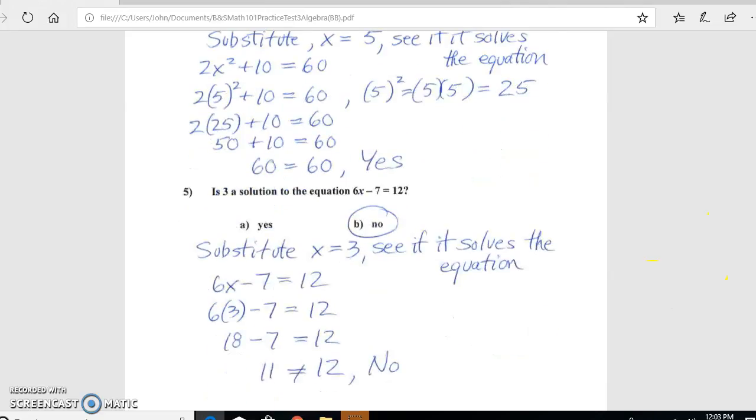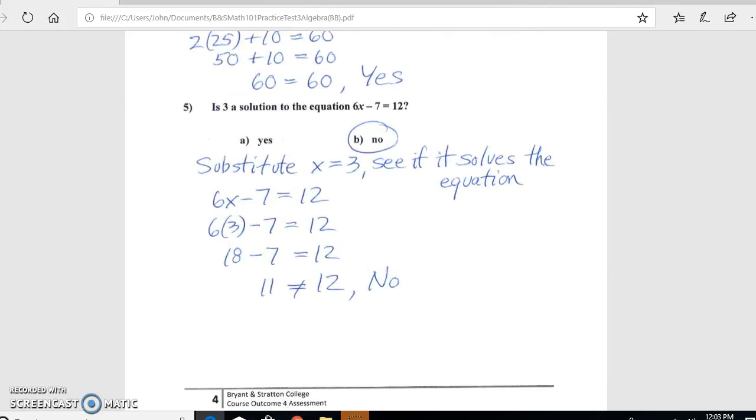And we can go on here to number 5 as well. And the question is, is 3 a solution to the equation 6x minus 7 equals 12? So I'm going to do the same thing, substitute the value of x equal to 3 into the equation, see if it solves the equation.